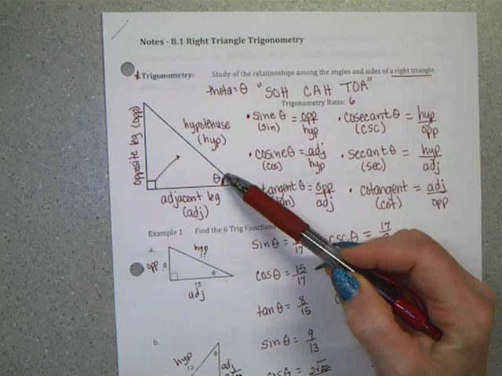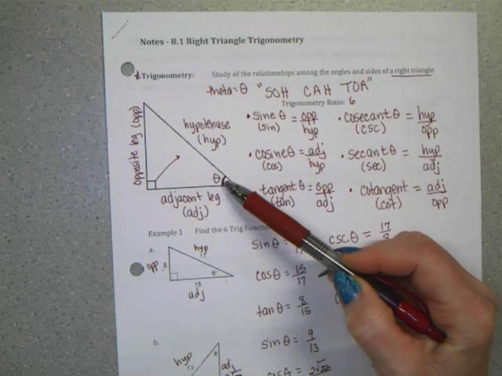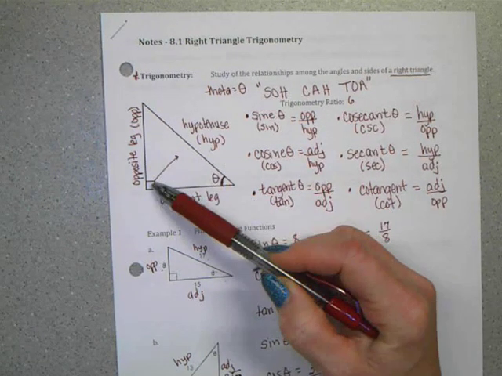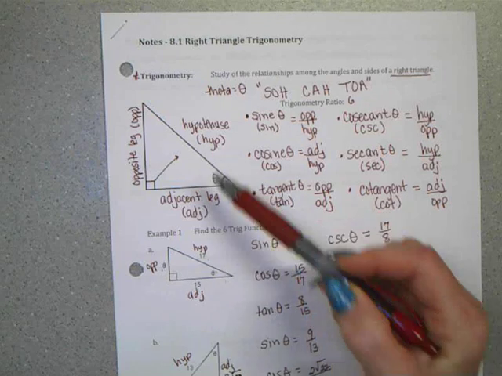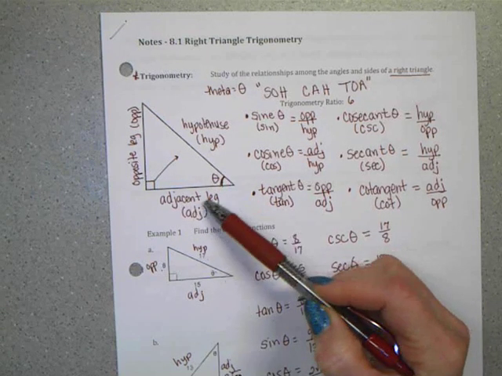And again, it depends on where your angle is that you're trying to find. The opposite will be across from the angle. The hypotenuse is always across from the 90-degree angle, and the adjacent leg is attached to the angle.